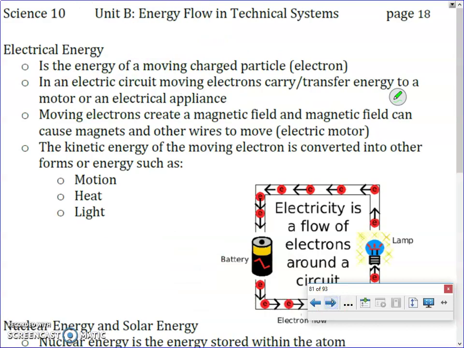All right, let's look at electrical energy. That's the energy of a moving charged particle, which is generally the electron. In an electric circuit, moving electrons carry or transfer energy to a motor or electric appliance.